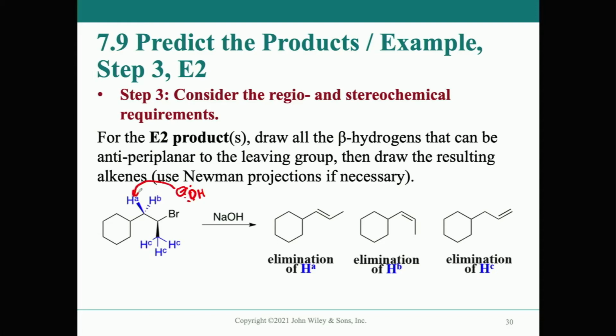Pulls out that proton. That bond comes down here, making the double bond here. And then the leaving group leaves. Bromide leaves. Right? And when we have proton A rotated such that it's anti-periplanar with the leaving group, it gives us the trans-alkene product. Right? It gives us a trans-alkene product.